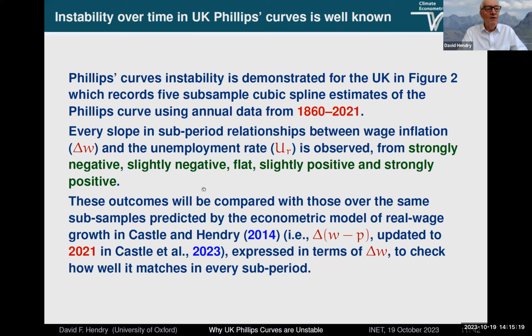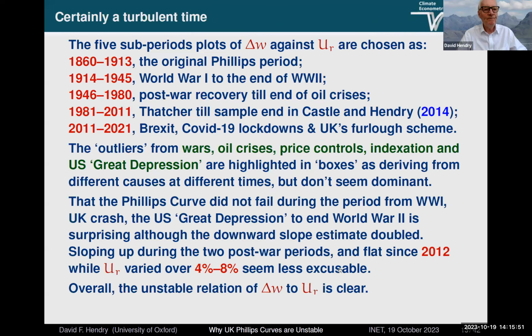And what we're going to do now is compare these outcomes over the same subsamples to those that are predicted by Jenny and my econometric model of real wages, which has been updated to 2021 in a recent paper by us, but re-expressed in terms of nominal wages by taking the delta inside, so it's delta W minus delta P, and taking the delta P over to the other side and seeing if our constant model of real wages can explain the variability in the Phillips curve.